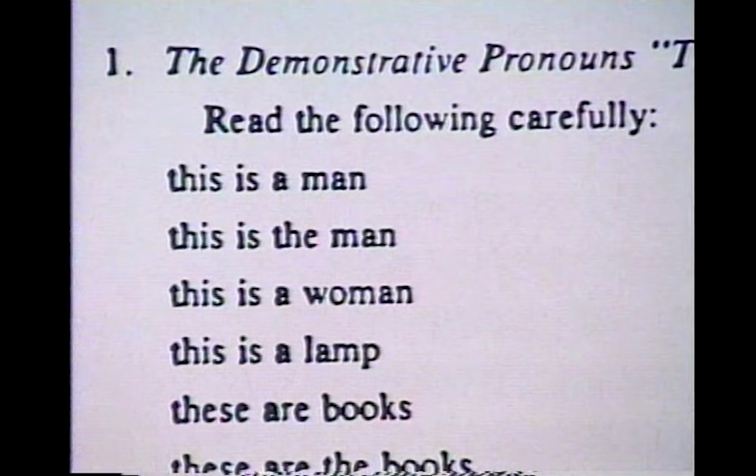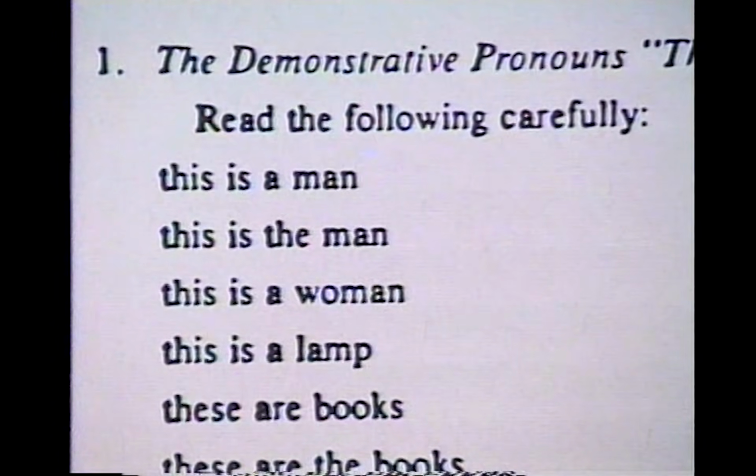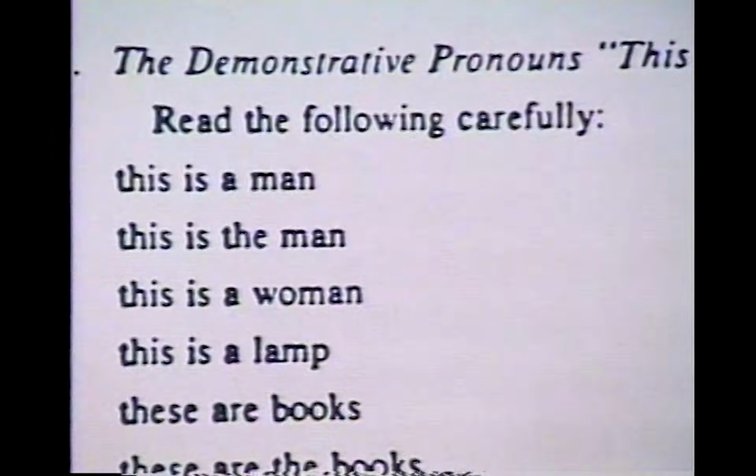All right, so let's look a little bit with these demonstrative pronouns on the bottom of page 85 in your textbooks and talk about the function of these demonstrative pronouns. It says, read the following carefully. For us to say this is a man, or this is the man, or this is a woman, this is a lamp, we'll just look at all of these various possibilities. To say this is a man, that would be ze ish. This is a man. To say this is the man, we'd say ze ha'ish.